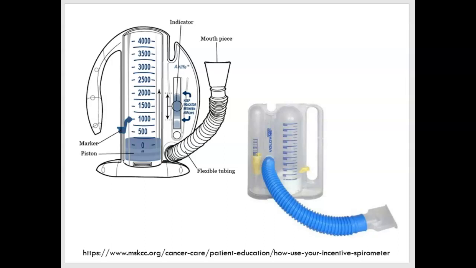You see it's got a flexible, that's the corrugated blue tubing. Then there's the mouthpiece. There is a marker in yellow on the right-hand side, and that's where it moves up and down, and you can set that and tell a patient that that is their goal. That's their incentive. If you slide that yellow marker up to, let's say, 1500, that is their goal to reach 1500 liters.